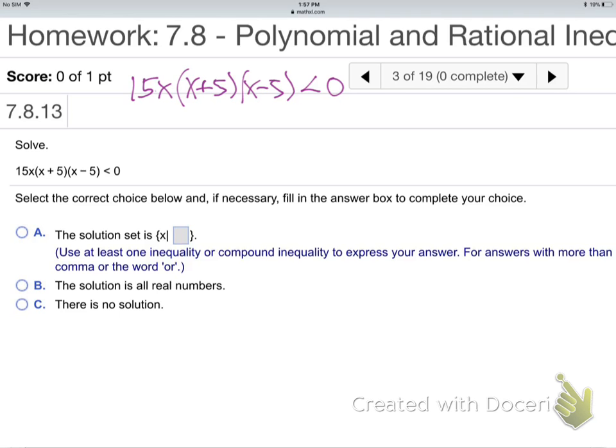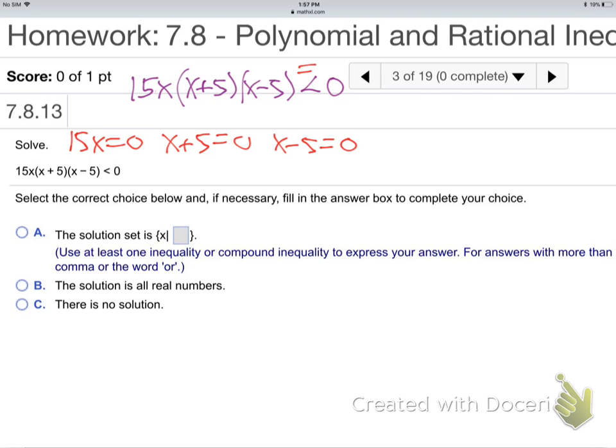You have to set every part that has an x equal to 0. So the first step is change to equals. You don't even need to write it. You know what it's going to be, right? So every part that has an x has got to be equal to 0. So just change to equals, and then set every part that has an x.